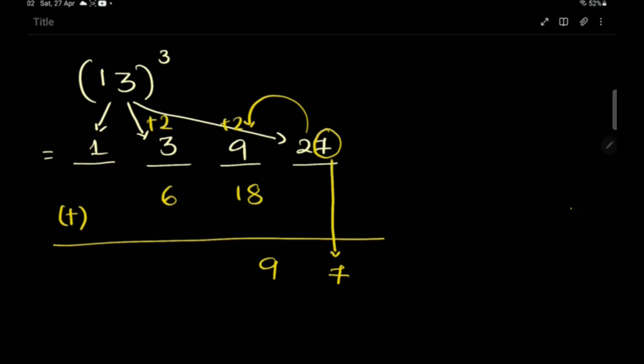Then we can write 3 plus 2, 5. 5 plus 6, 11. We can write only one digit here and 1 will be carry forward. Then this number is 1 plus 1, 2. Hence the answer is 2197.